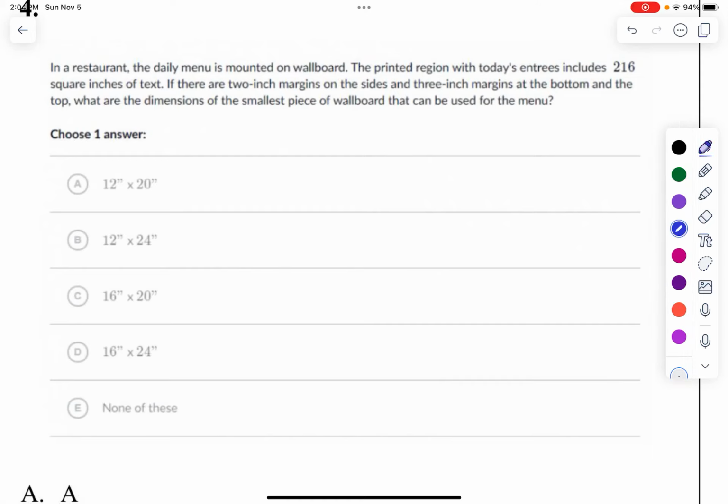Okay, this optimization problem, I think many of my students historically have found challenging. It's a multiple choice. It's from Khan Academy.